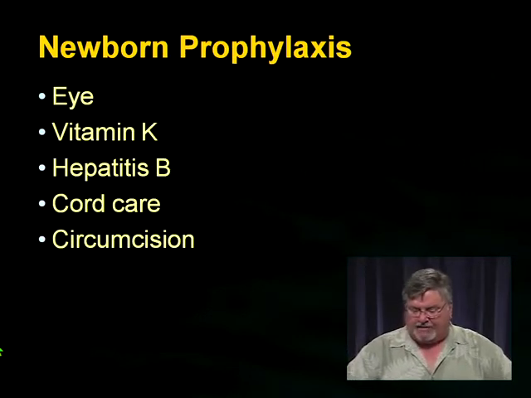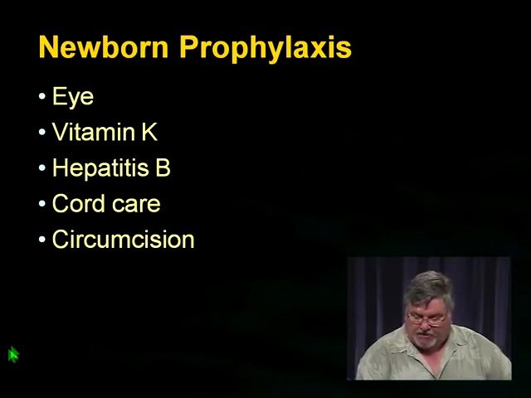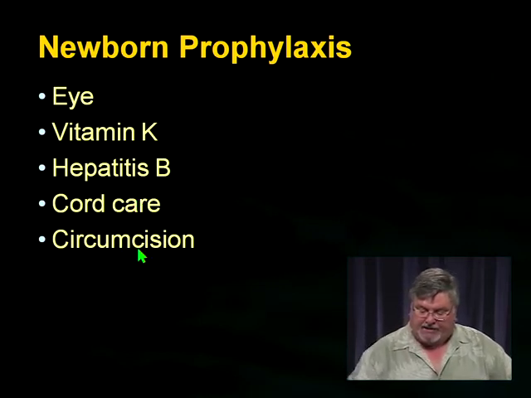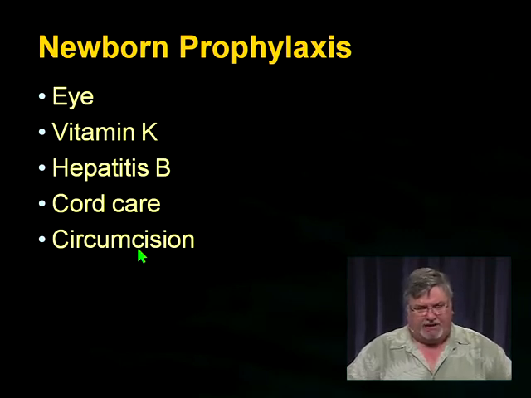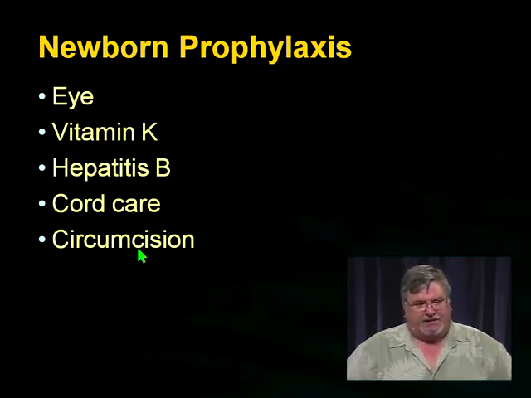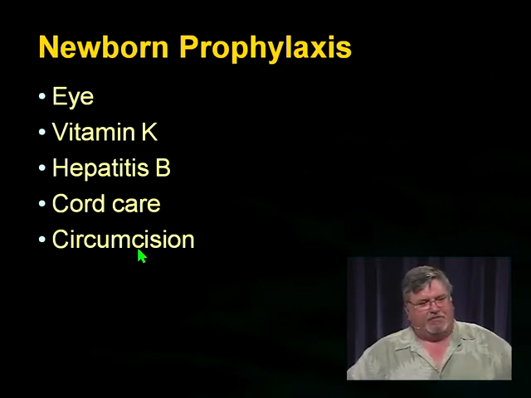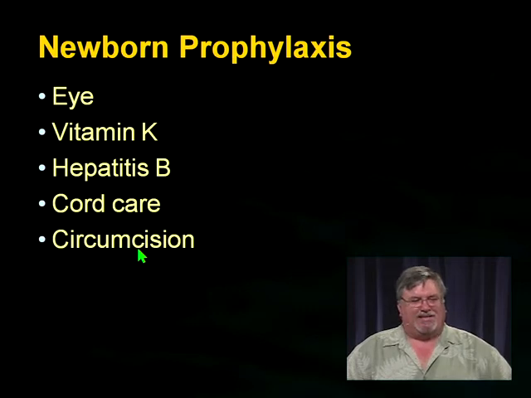Eye prophylaxis, vitamin K, hepatitis B, cord care, circumcision. Those are all neonatal issues that generally get discussed. In the United States, there's no medical indication for routine circumcision, according to the American Academy of Pediatrics. Cord care, these days, the Academy doesn't care what you put on the cord. It would prefer you put nothing on the cord. I always like that purple stuff.